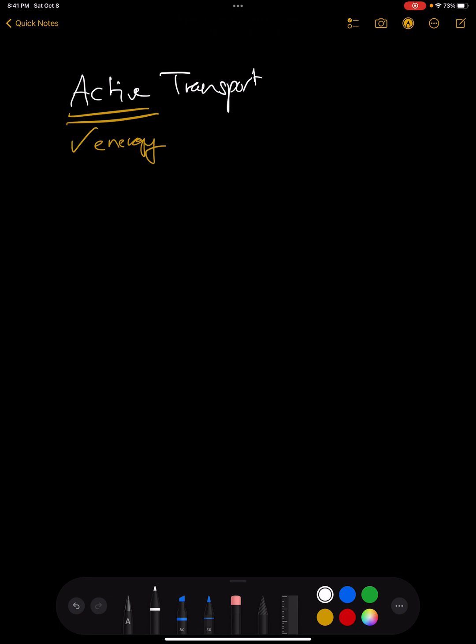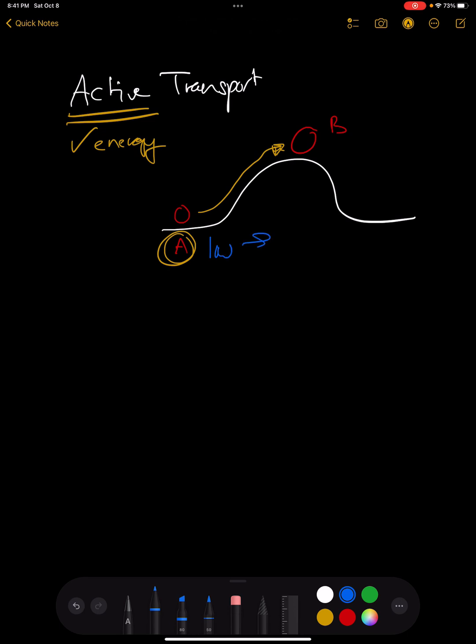And we can draw the hill again. So remember, here's my hill. And if I have a ball at point A and I have a ball at point B, well, which one is going to take energy to move? It's going to be ball A, because when ball A goes up the hill, that's going to take more energy on my part, which means active transport is going to go from a low to a high concentration, okay?